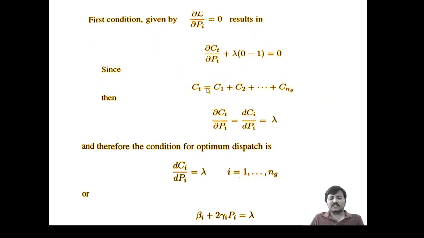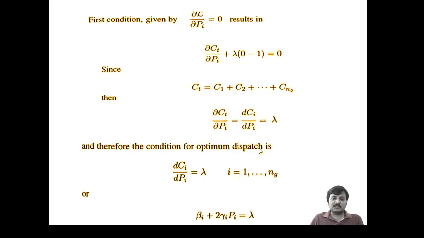Now since the cost function Ct is equal to the cost function of the first generator, plus the second generator, up to the nth generator, dCt by dou Pi is equal to dou Ci by dou Pi. That means this value is equal to dou C1 by dou P1, dou C2 by dou P2, dou C3 by dou P3, similarly dou Ci by dou Pi. So in all the generators, the lambda value is constant, the incremental cost, which is the same in all the generators. That is a coordinating equation. We will call this the coordinating equation.